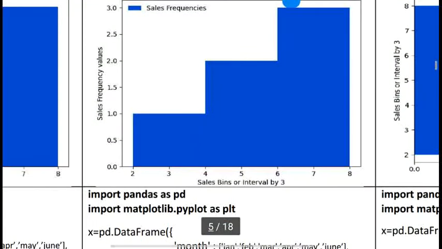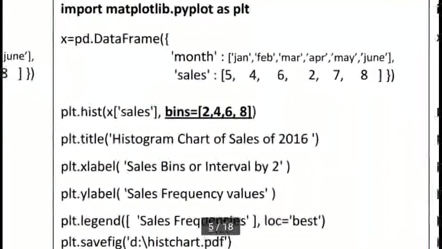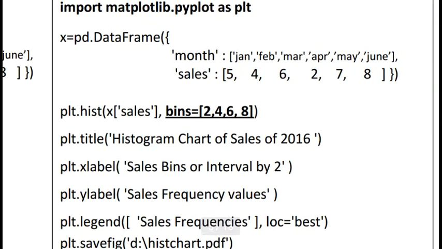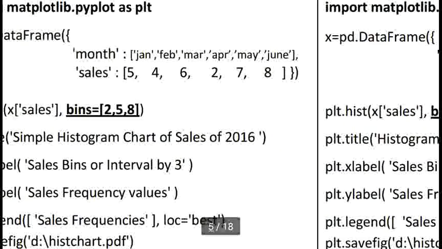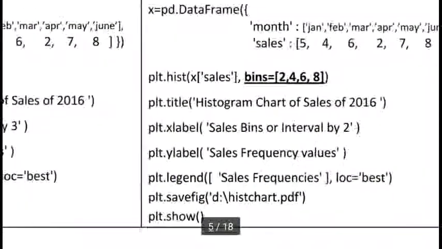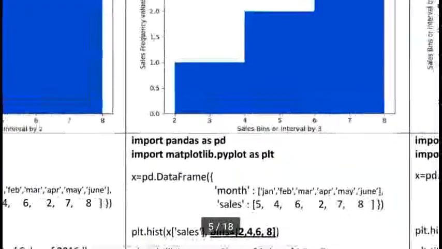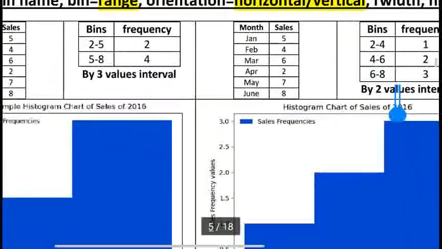Okay students, same program, I copy and paste the last program, only one change. Here bins is equal to 2 comma 4, 4 comma 6, 6 comma 8. So we can say 2 to 4, 4 to 6, 6 to 8. Nothing else to change. Last time three values gave 2 to 5, 5 to 8. Here I am using 2-value intervals, 2 to 4, 4 to 6 and 6 to 8. So the same program we can convert into 2-value frequency and 3-value frequency.